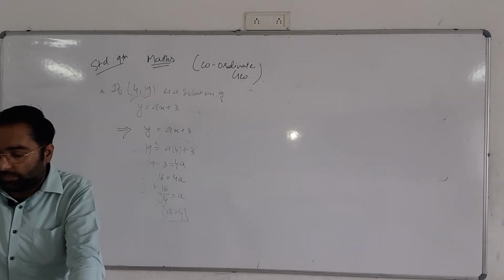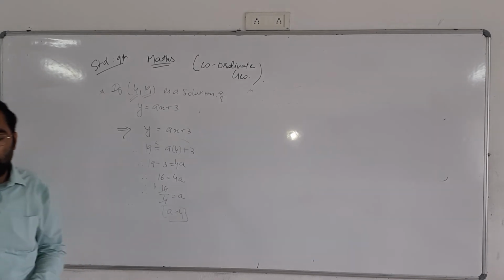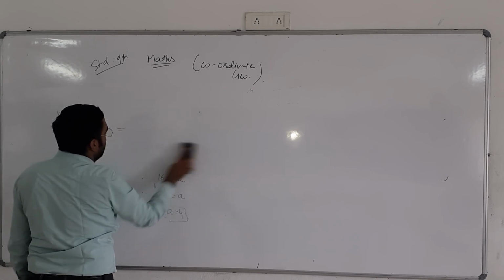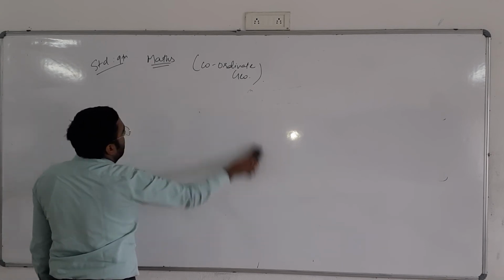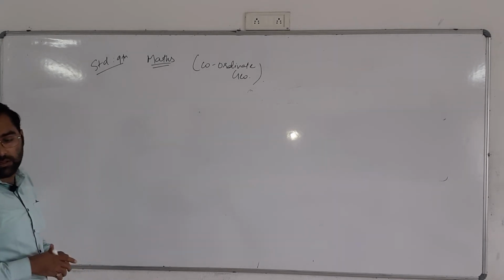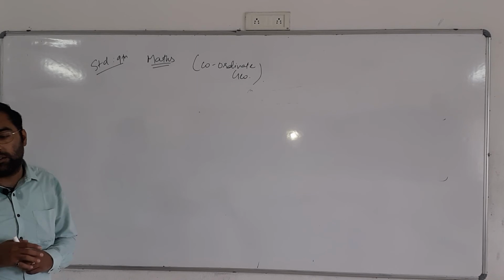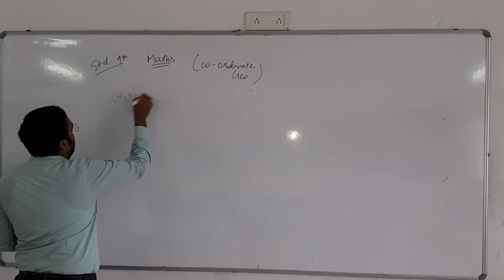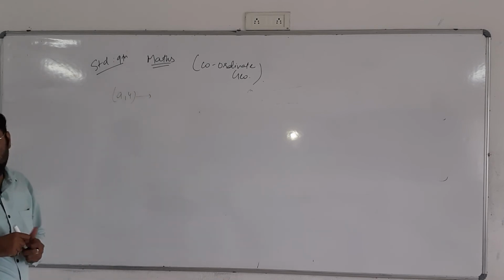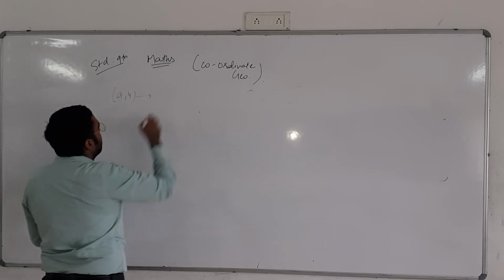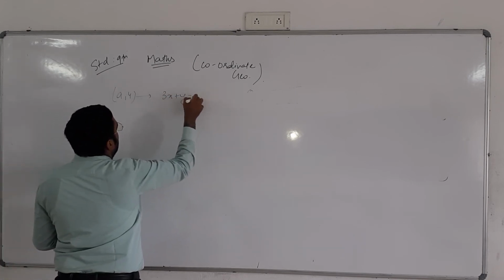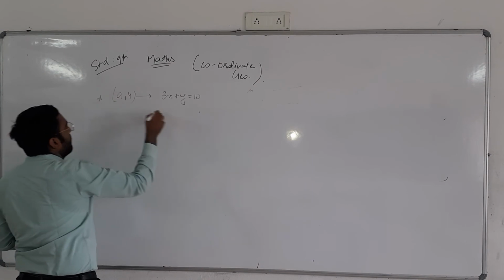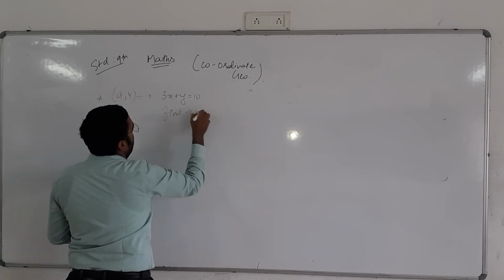Okay students, now take another example. If (a, 4) lies on the graph 3x plus y equal to 10, then find the value of a. (a, 4) lies on the graph 3x plus y equal to 10, then find the value of a.